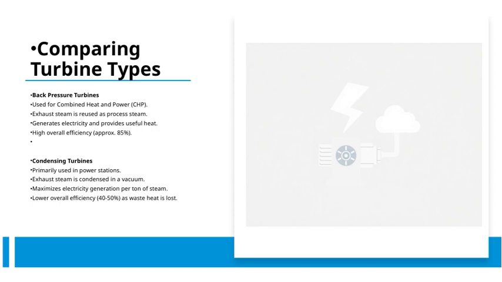So, the key difference here is that back-pressure turbines are more versatile, combining heat and power, which boosts their efficiency, while condensing turbines focus solely on maximizing electricity output, though with lower efficiency overall. Connecting this back to our overall theme, understanding these differences helps us choose the right turbine type based on whether the goal is combined heat and power or just electricity generation.